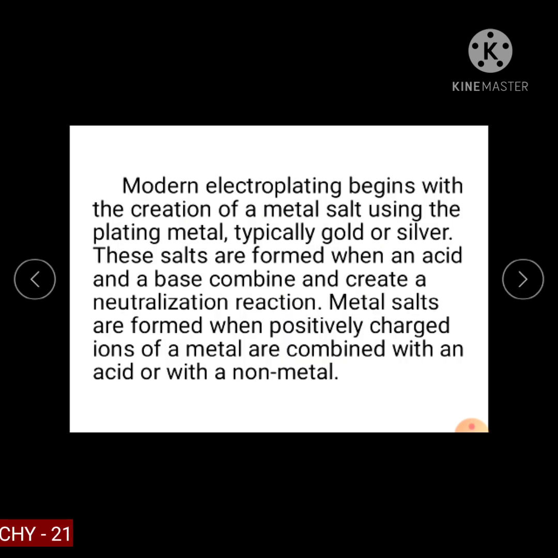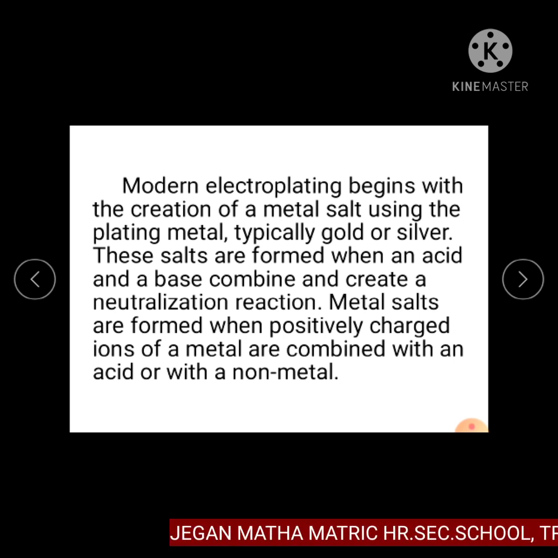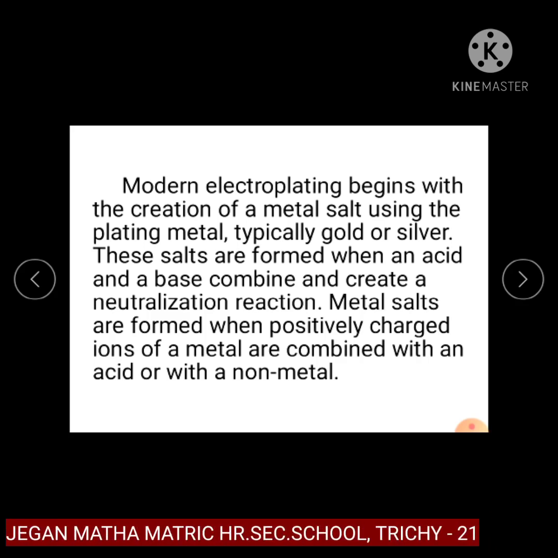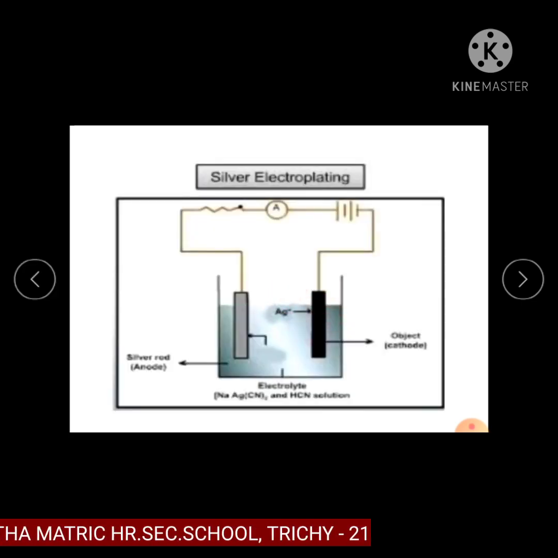Modern electroplating begins with the creation of a metal salt using the plating metal, typically gold or silver. These salts are formed when an acid and a base combine to create a neutralization reaction. Metal salts are formed when positively charged ions of the metal are combined with an acid or with a non-metal.